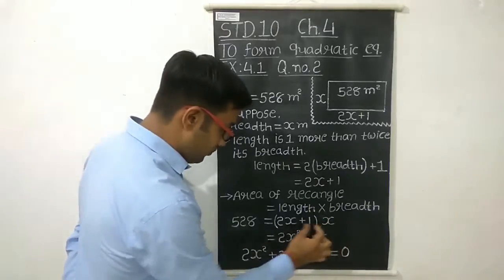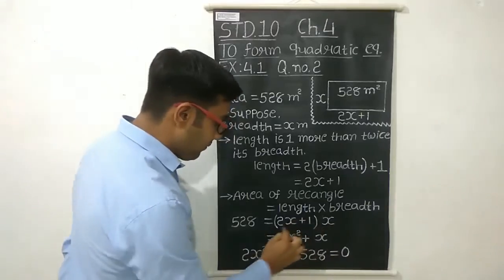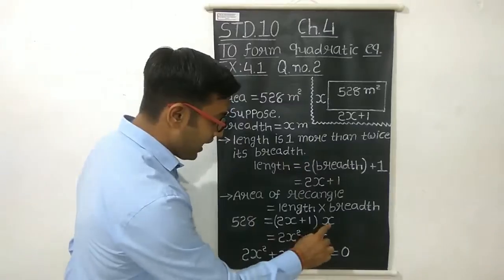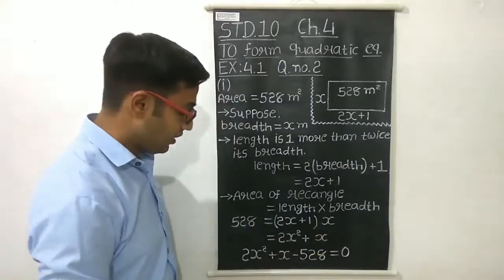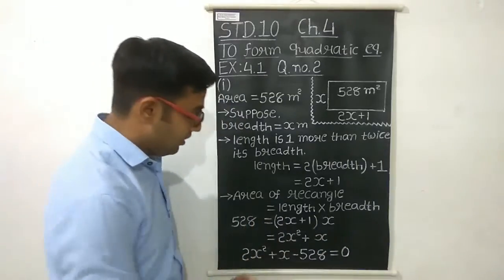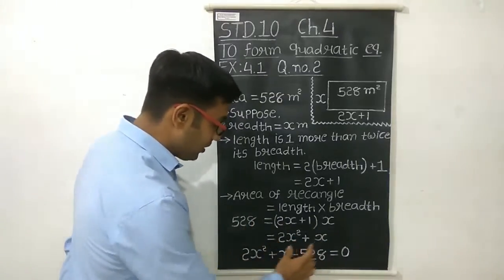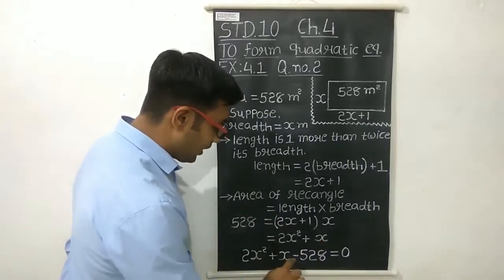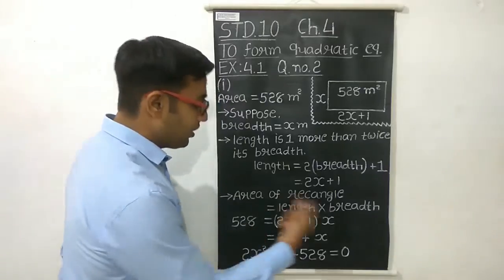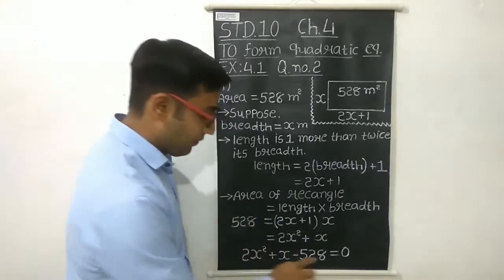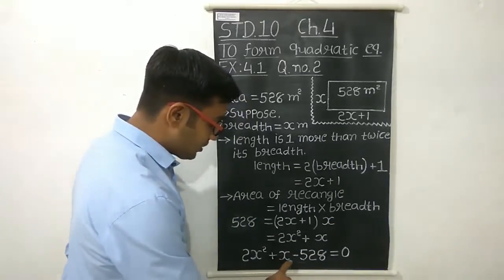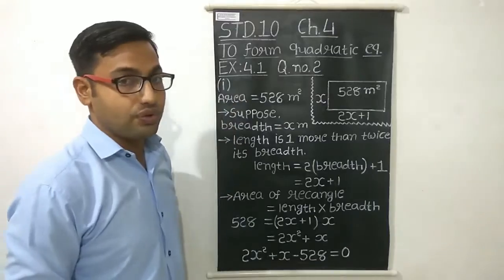Now multiply this x with 2x and 1. We will get 2x into x, that is 2x square, plus x into 1 is x. On the left hand side we have 528. Take this 528 to the right hand side. We will get 2x square as it is plus x as it is. This 528 now becomes minus 528. And what will remain here? If we take 528 to the right hand side, 0 will remain here. So the equation is 2x square plus x minus 528 is equal to 0.